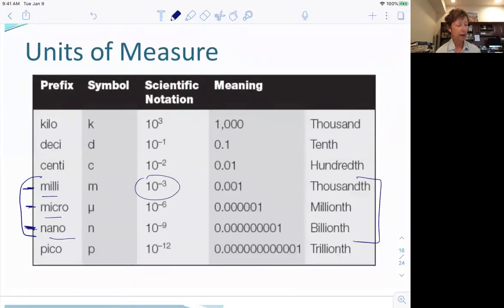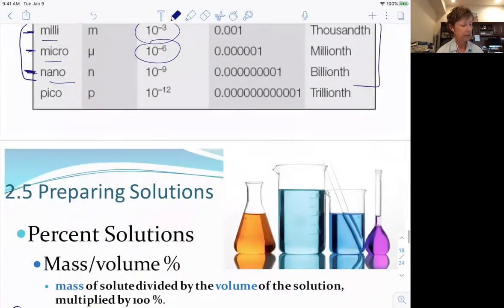Milli is a 1,000th of a gram or 1,000th of a liter. And then micro is a millionth or 10 to the minus 6. And if you haven't done scientific notation for a while, I'm going to have a worksheet on that to help you review that.